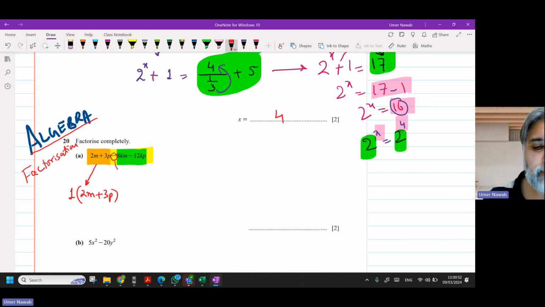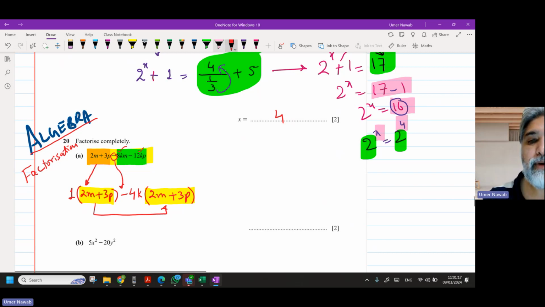And here I have to take minus common outside, and in 8 and 12, the highest common factor is 4, and k is common in both of them. So obviously I will be left with the same thing which I got here. So you can just copy it, which is 2m plus 3b. And you can check that the same answer will come to you.